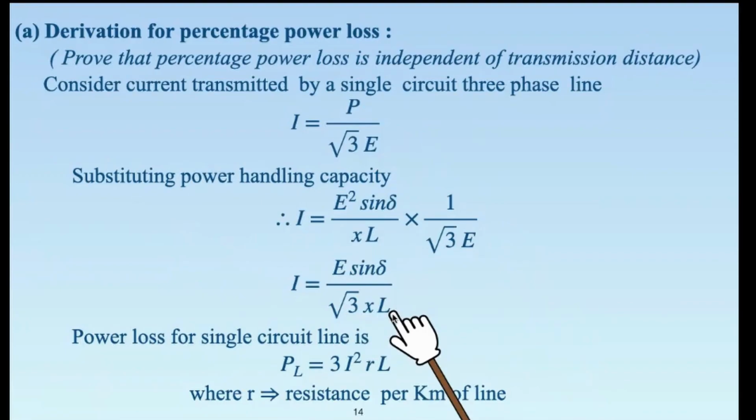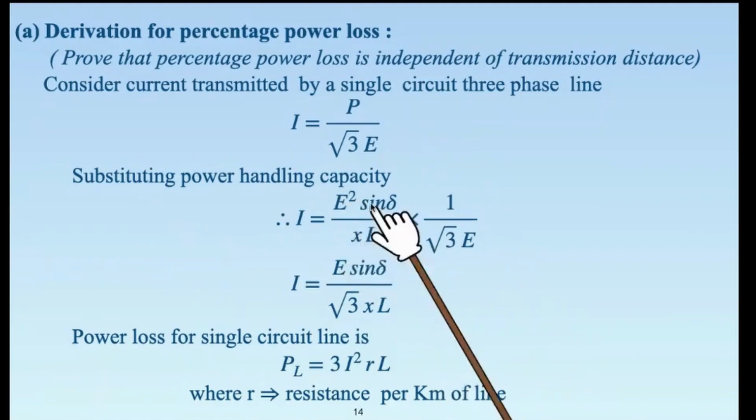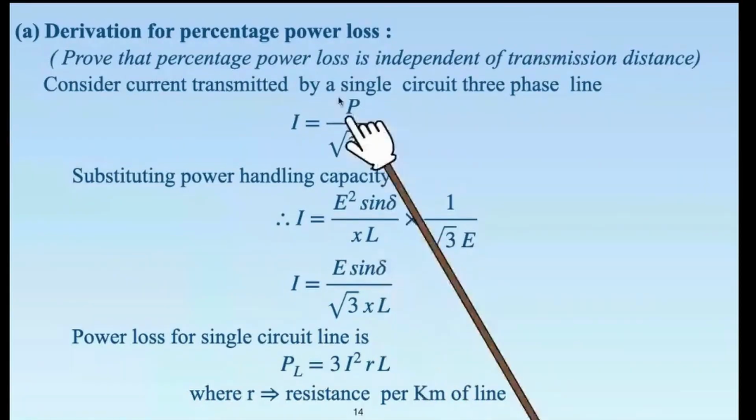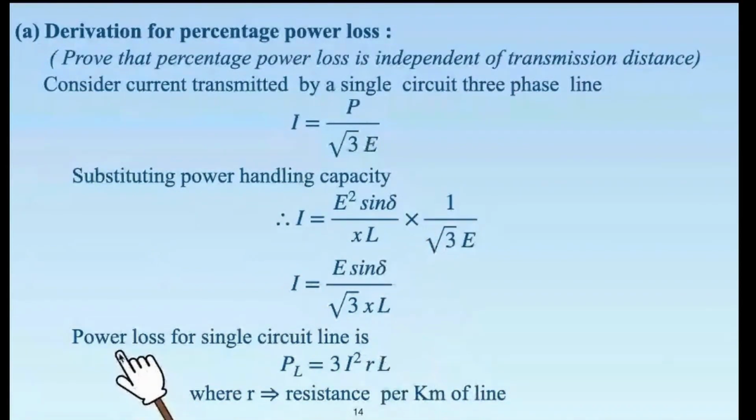So now current is expressed in terms of sine delta, positive sequence reactance and line length. This is nothing new; it is only that we are substituting power in terms of power handling capacity. If you know the value of power directly, we can calculate that. With these equations substituted, we then calculate the power loss for a single circuit line. Single circuit line means a set of three single phase lines: R phase, Y phase, B phase, one circuit. One circuit consists of a single three-phase line.